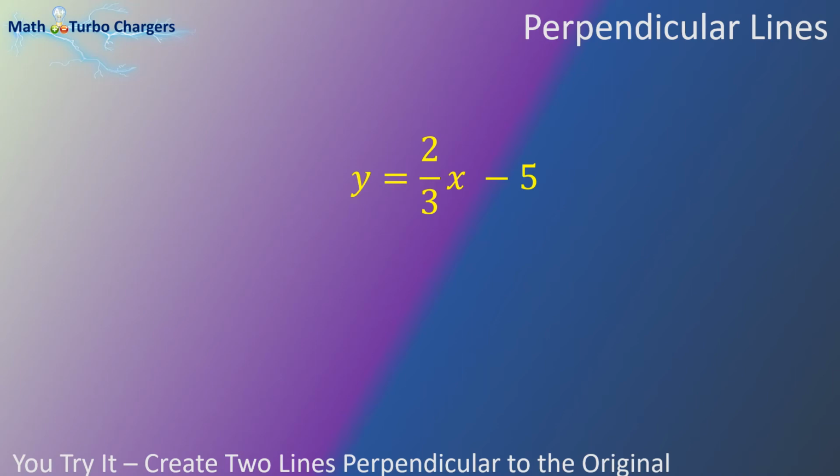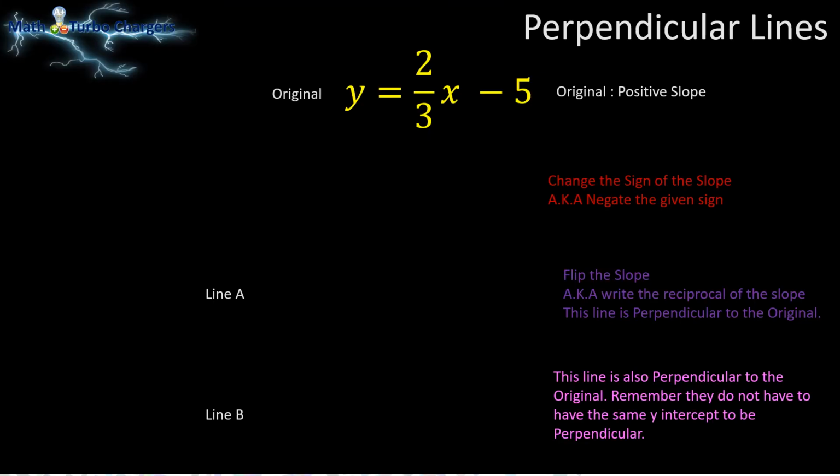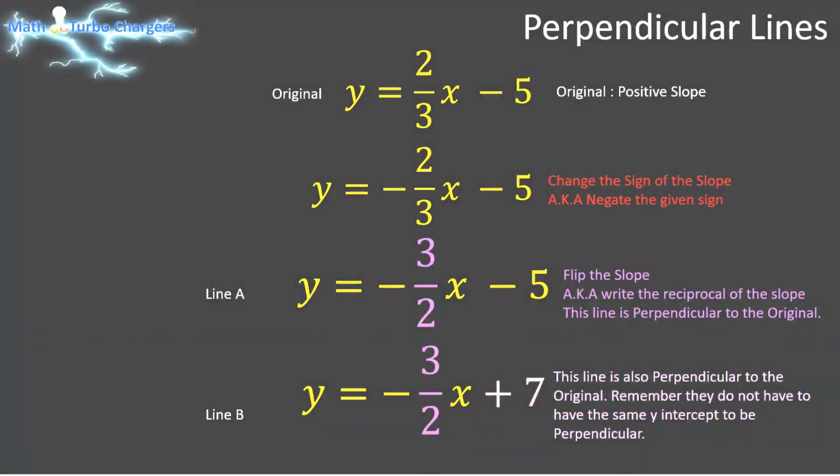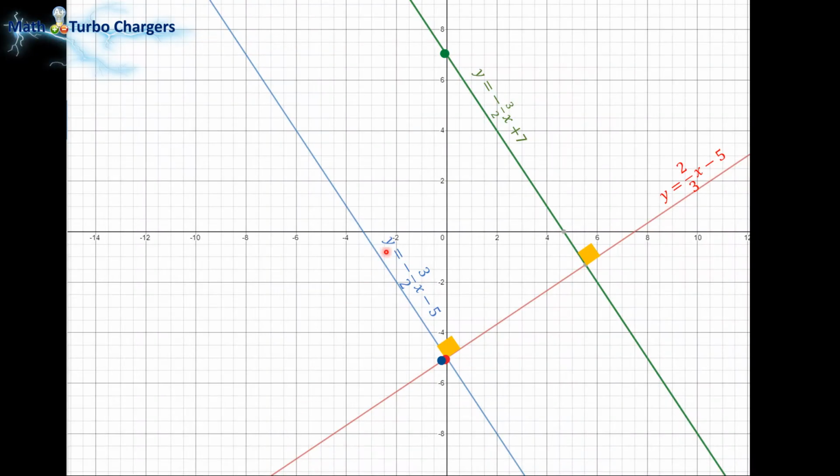Okay, it's your turn. Pause the video, then create two lines perpendicular to this original. Remember, the y-intercepts do not have to match. How did you do? Did you remember to negate the slope, then flip it to write its reciprocal? Line A is perpendicular to this original. To create line B, I simply change my y-intercept. Remember, the y-intercept does not have to be the same to have perpendicular lines. Lines A and B both intersect this original line. They intersect to form 90-degree angles.